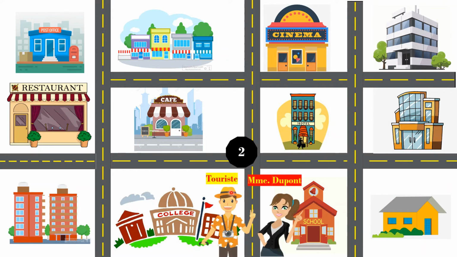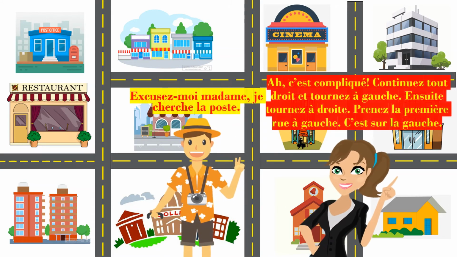Now the second dialogue, le second dialogue se passe entre un touriste encore et Madame Dupont. So the second dialogue is again between one tourist and another lady named Madame Dupont. Let's see where the tourist wants to go. Now they are here, see, they are here.